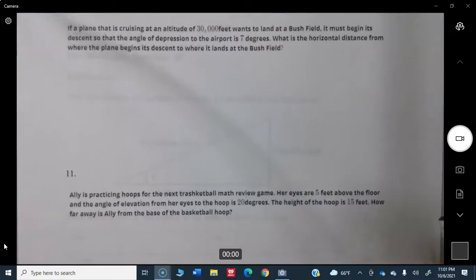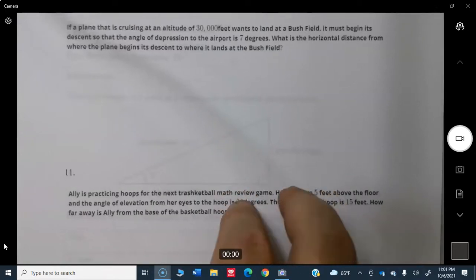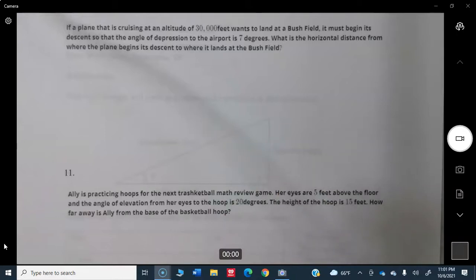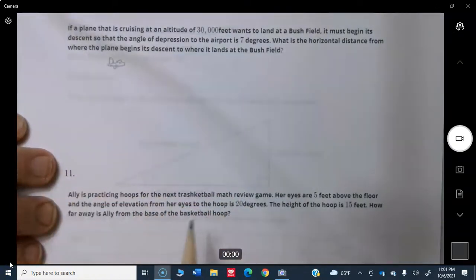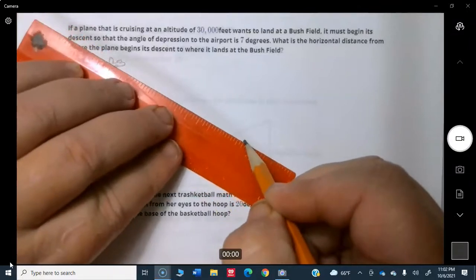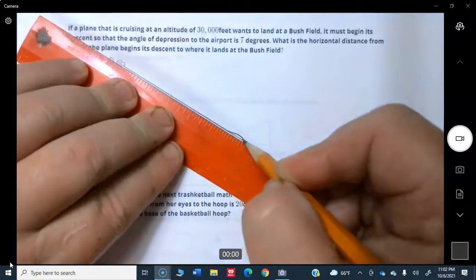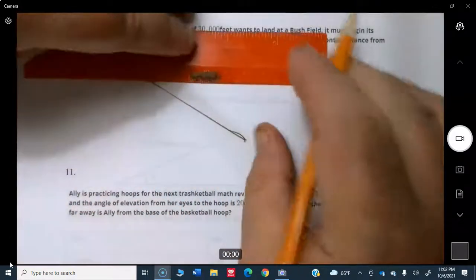So a plane that is cruising at an altitude of 30,000 feet wants to land at Bush Field. It must begin its descent so that the angle of depression to the airport is 7 degrees. What is the horizontal distance? Horizontal is this way from where the plane begins its descent to where it lands at Bush Field. So here's the plane. Okay, and it's going to land over here somewhere. We'll just say it's right there. So the plane is going to come down at this angle. Let's get that a little straighter there. All right. And it's originally going in this direction.